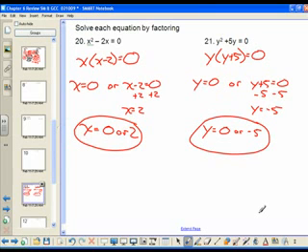Questions? So for those we don't have to show as much work, right? I did show work. By the zero property, either the y is 0 or the y plus 5 has to equal 0.